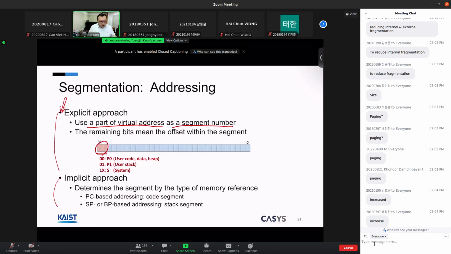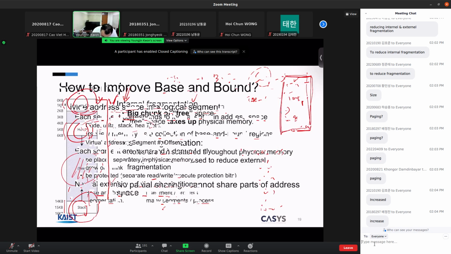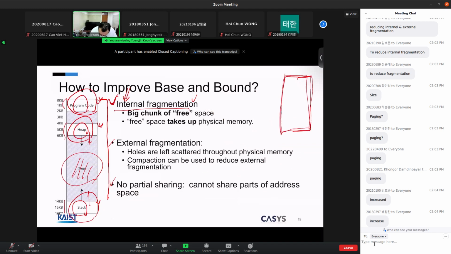So in some operating systems, you share code, data, and heap, depending on the segmentation system. Some systems have a shared code, data, heap. Oh, sorry. Heap is growing.